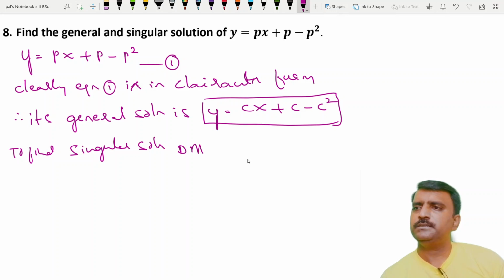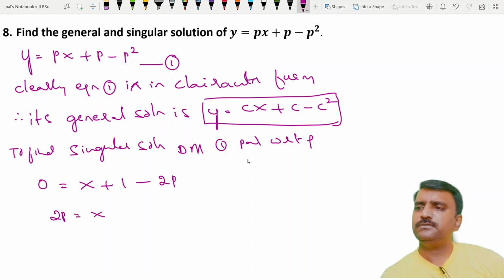To find the singular solution, differentiate 1 partially with respect to p. So with respect to p, differentiation gives 0 is equal to x plus 1 minus 2p, or 2p is equal to x plus 1, so p is equal to x plus 1 divided by 2.